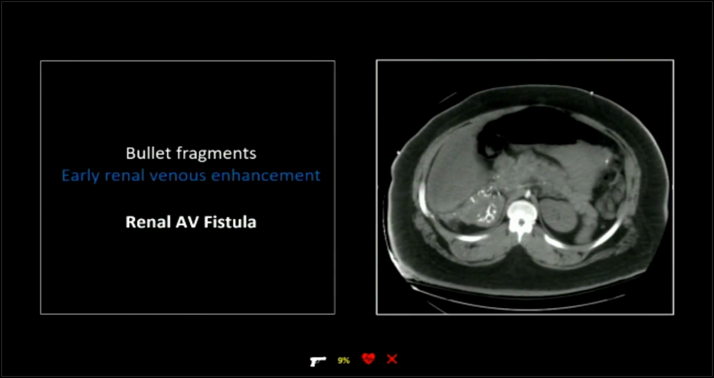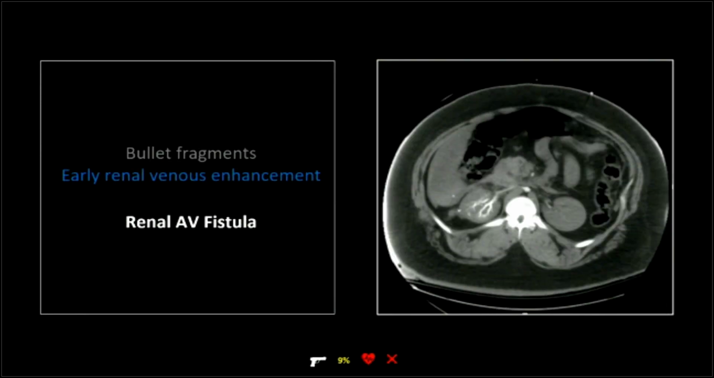All right, here was the one I warned you about. This is a gunshot wound, and this is a renal AV fistula. And so it looks a lot like that renal artery avulsion that we saw earlier, where the nephrograms were asymmetric and you had the retrograde renal venous opacification. But in this case, those are bullet fragments there. You can see again the renal venous, you can just look at that and say that's clearly renal venous opacification, right?